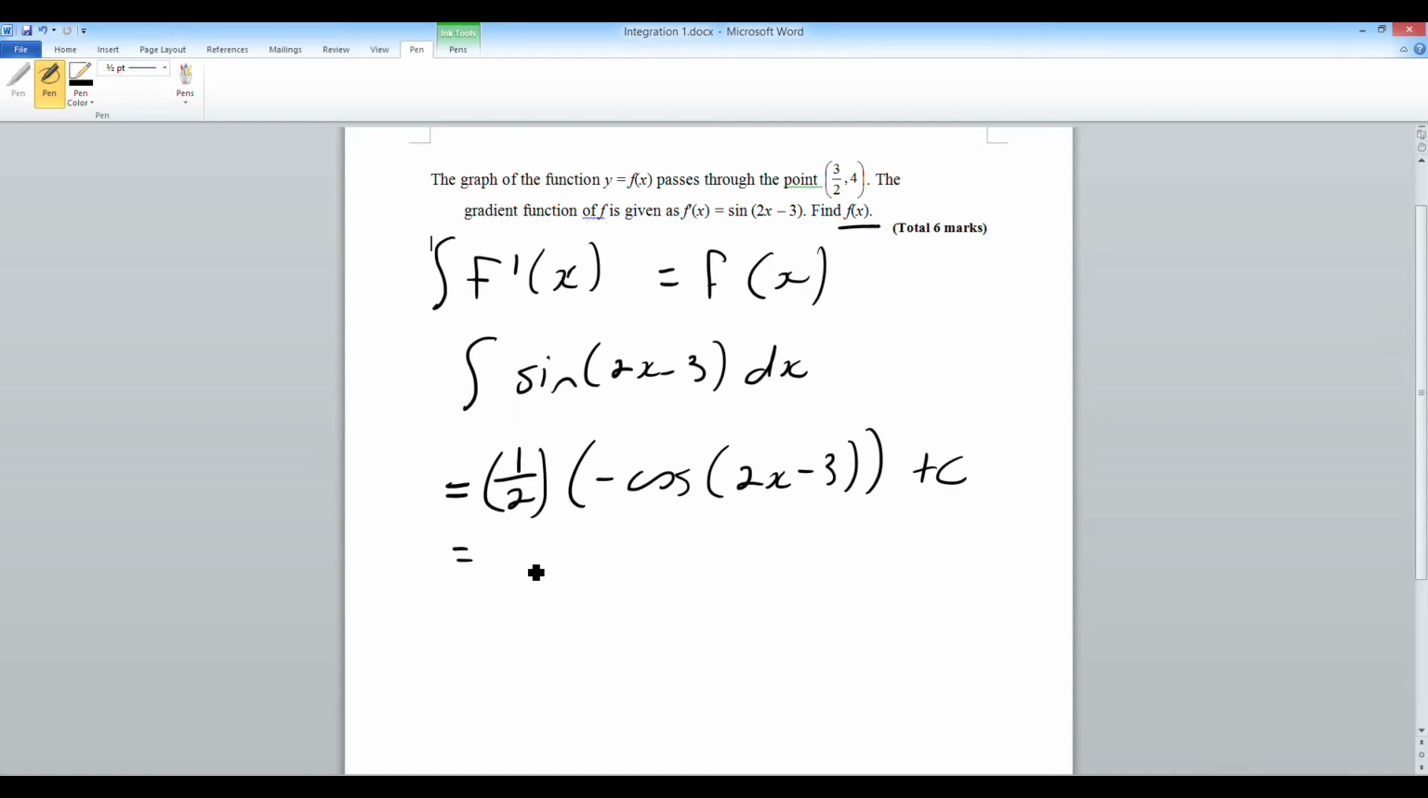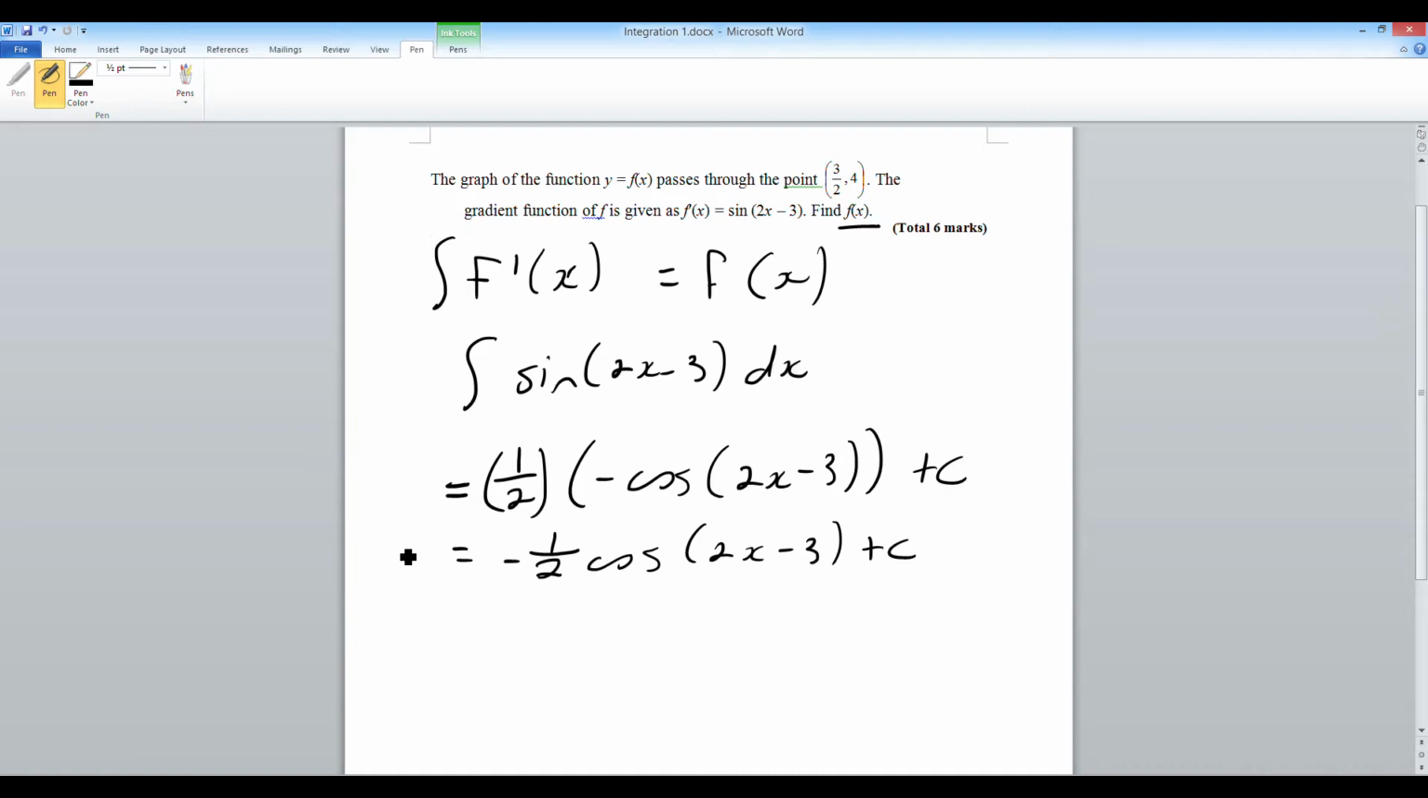So therefore, if I simplify this, it becomes minus a half cosine 2x minus 3 plus c. Remember that if I integrate anything, it is an indefinite integral, therefore we say plus c, plus a constant. Luckily for us, this is an initial value problem, so therefore we can find the value of c because they give us a certain point. They tell us that f of x passes through this point.